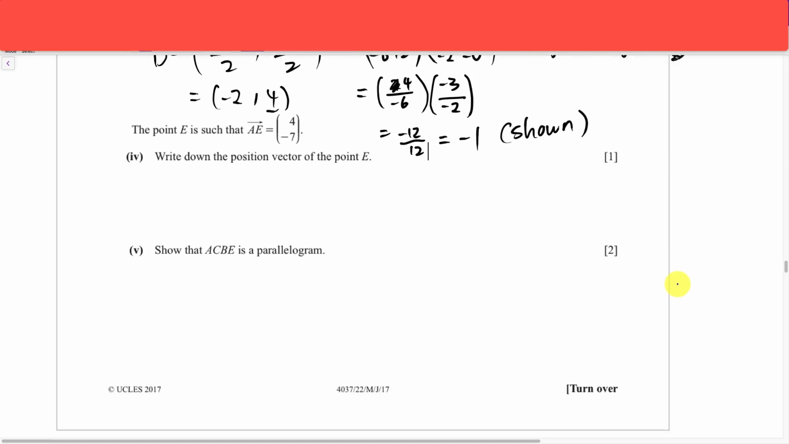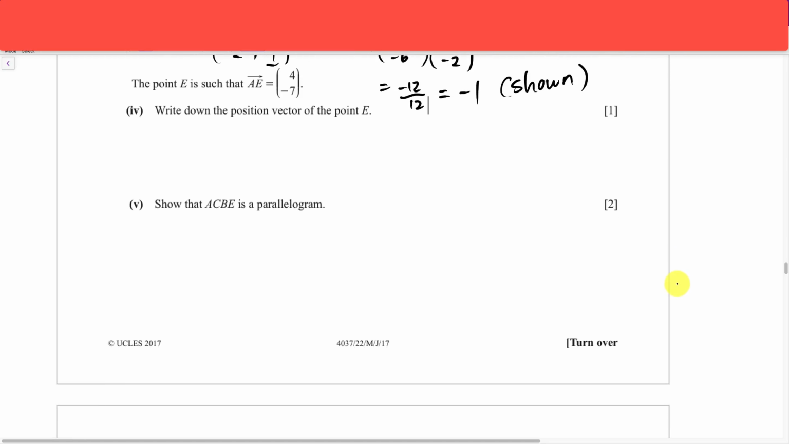Alright, so the point E is such that AE equals to 4 and negative 7, and then find the position vector of E. So position vector of E basically you know is OE. Alright, so we'll use the vector method. So AO plus OE equals to AE. Alright, you should know about this thing. So 4 and negative 7.